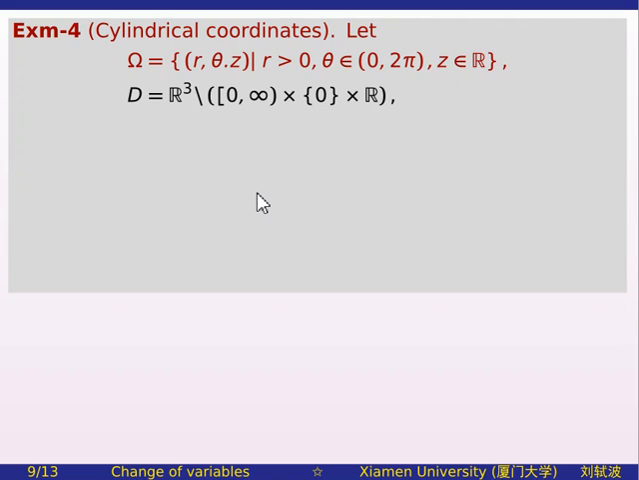Why is D open? Because R3 is an open set, and this half plane is a closed set in R3. An open set removing a closed set is open.